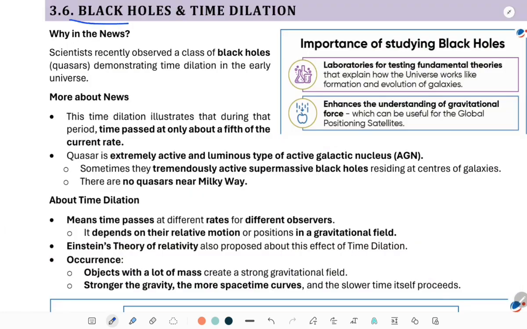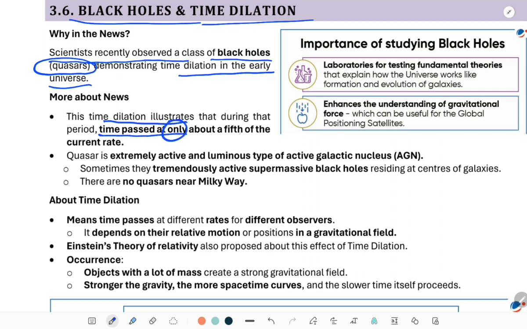Next, we'll see about black holes and time dilation. Recently, scientists have observed a class of black holes called quasars, demonstrating time dilation in the early universe. This time dilation illustrates that during that period, time passed at only about a fifth of the current rate.